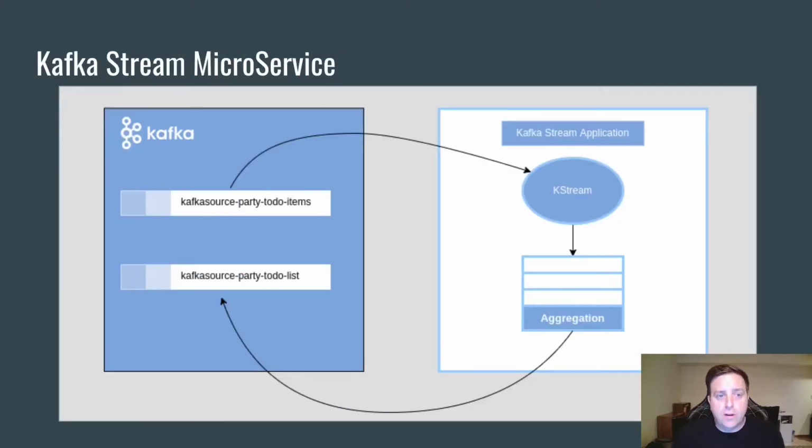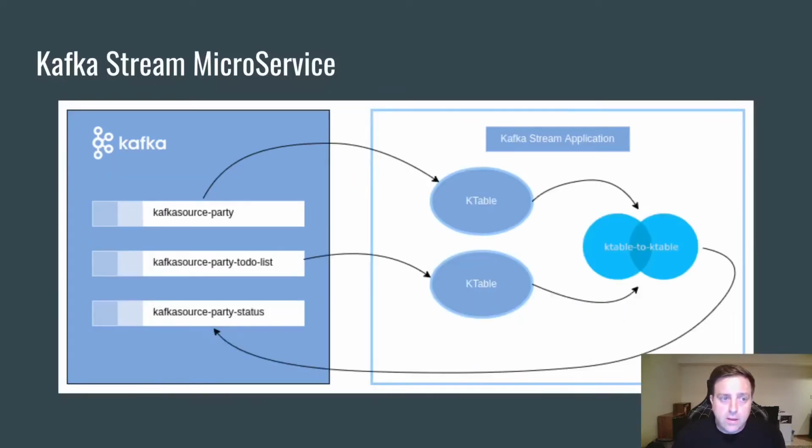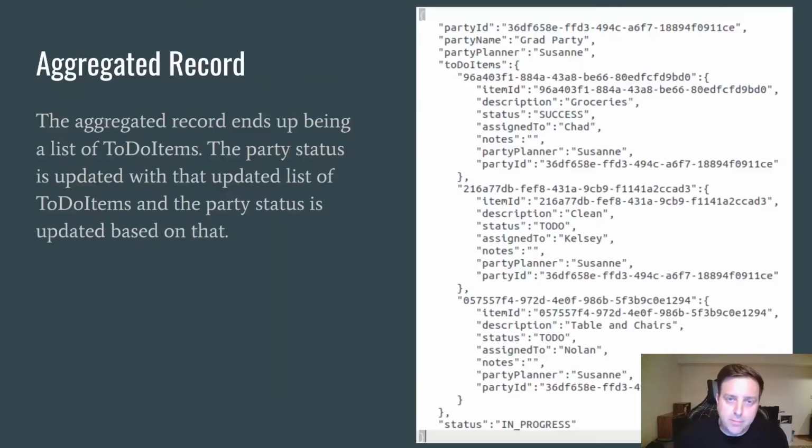There's a Kafka stream microservice that creates a K-stream from the to-do items topic. It then uses the stream DSL aggregation function to create the list of to-do items with their latest statuses and writes it out to the party to-do list. The stream application also creates a K-table to K-table join from the party and the party to-do list topics, and it'll update the overall status of the party based on the status of each item in the list, and then write that out to the party status topic.